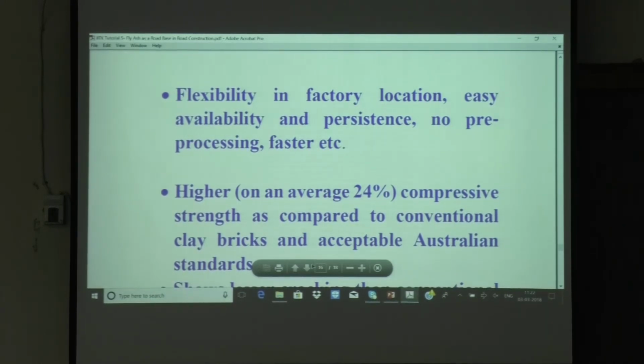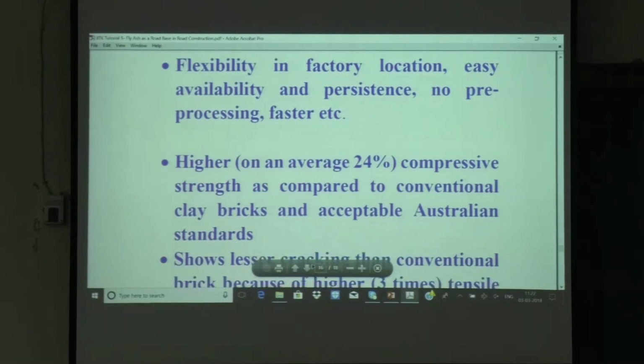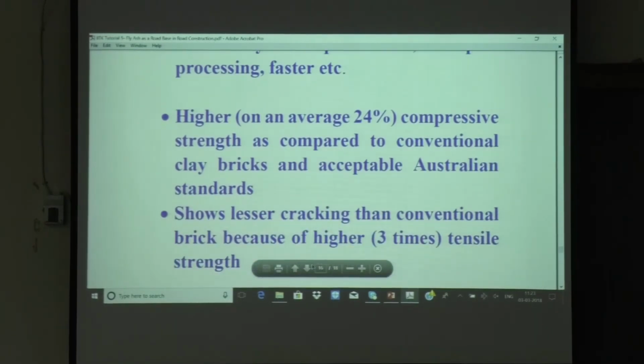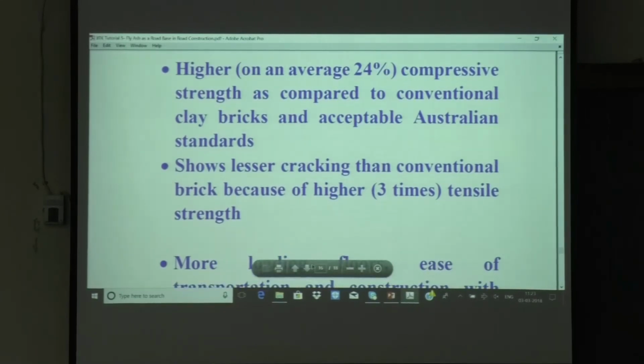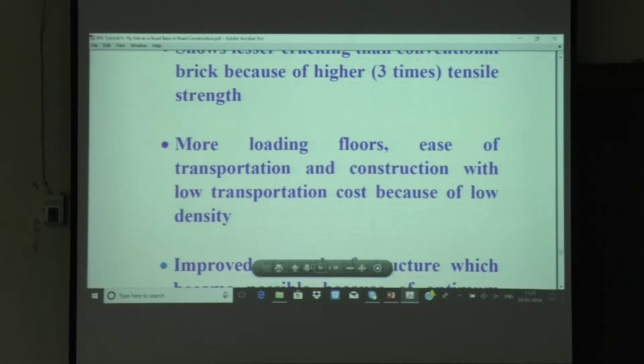On average 24% to 25% higher compressive strength as compared to conventional clay bricks and other standards. So if you make fly ash bricks, they can be even stronger. They can also be lighter than conventional bricks, so you can carry more bricks at a time. And it shows less cracking than conventional bricks because of 3 times the tensile strength. So it can stand about 3 times more load before any cracks generate. So fly ash bricks are applicable and advantageous.